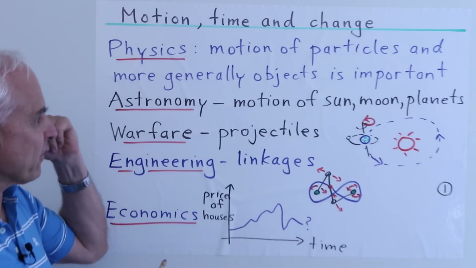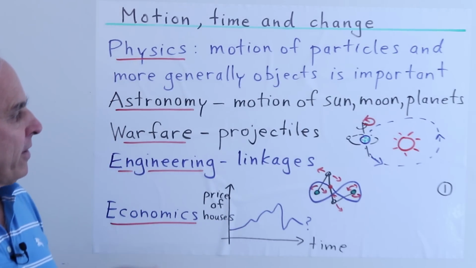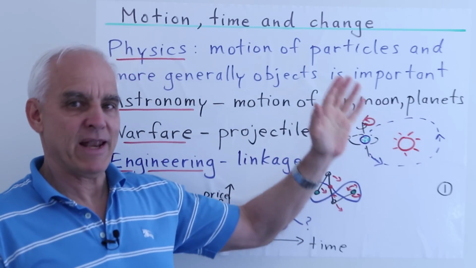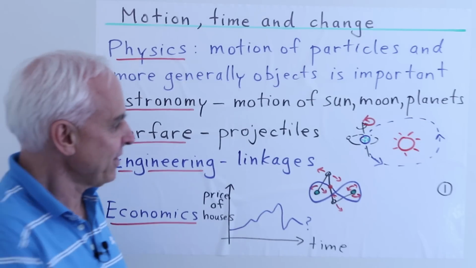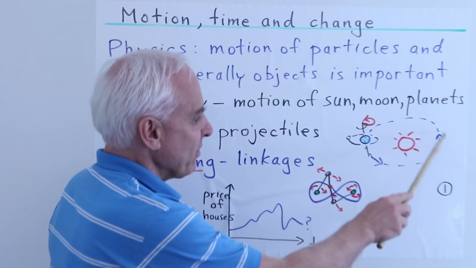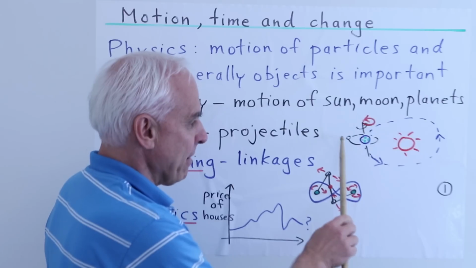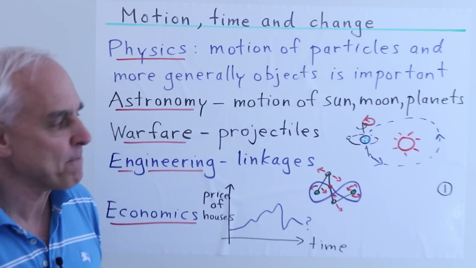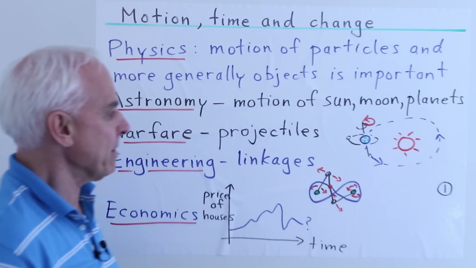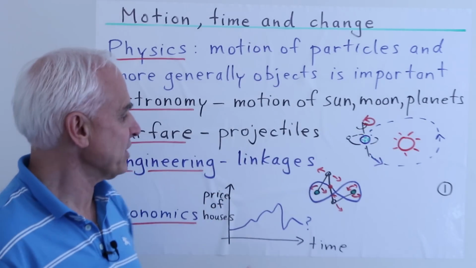Okay, so in physics, of course, motion of particles and more generally objects is important. Historically, in astronomy, the motion of the sun, the moon, the planets, and the night sky was crucially important to understand this picture that we now recognize as the Earth revolving around the sun, rotating on its axis, a moon circling around the Earth, the axis of precession of the Earth actually also making a motion. So quite a complicated juxtaposition of motions there.